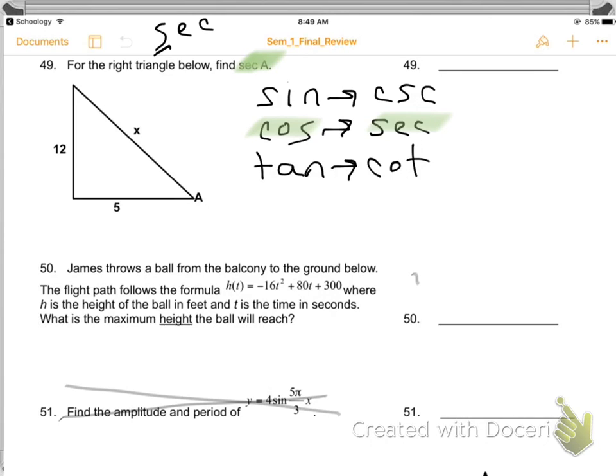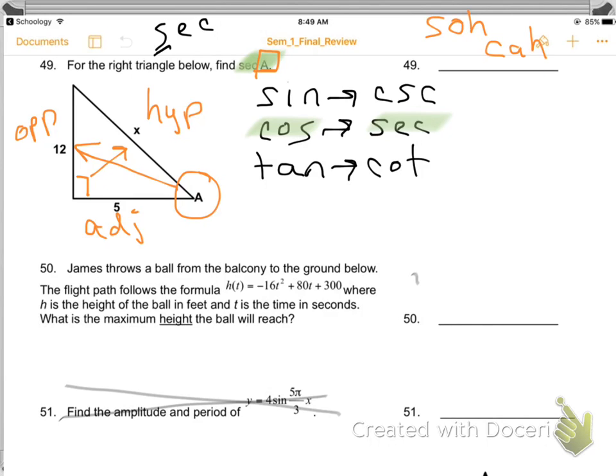So let's look at our triangle. They tell me right here I have to use angle A. So circle that. Across from your angle is the opposite. Across from the right angle is your hypotenuse, and what's left is the adjacent. Now I want the cosine first. So if I write out my little saying, SOHCAHTOA, cosine is A over H. So the cosine of angle A is A, my adjacent, 5 over my hypotenuse, which is x.